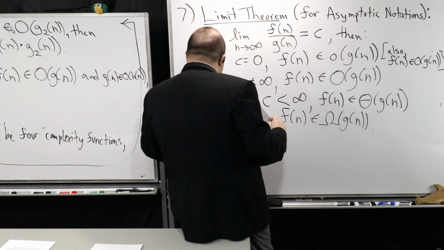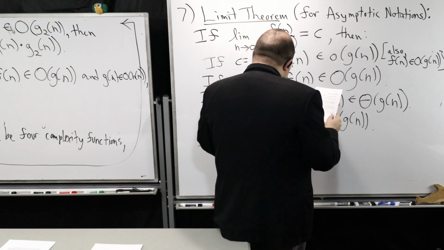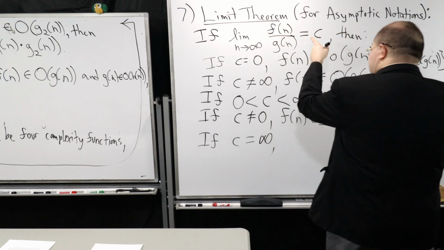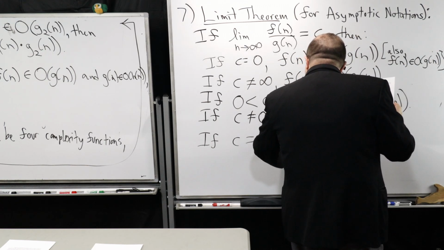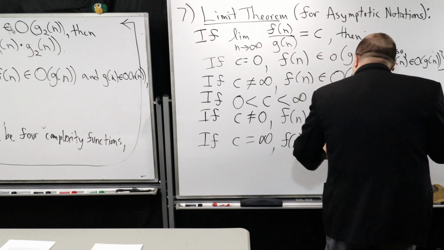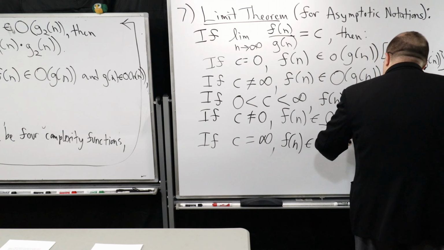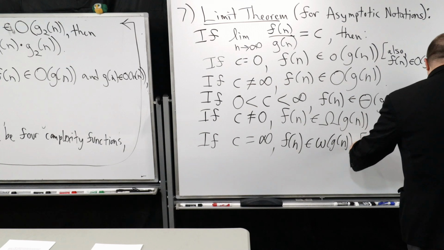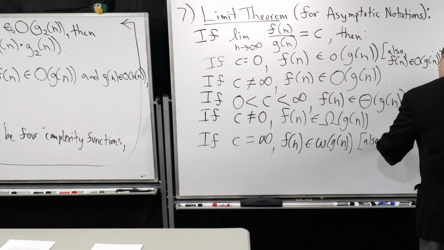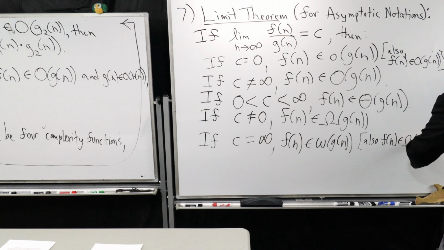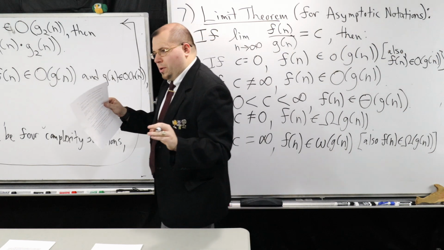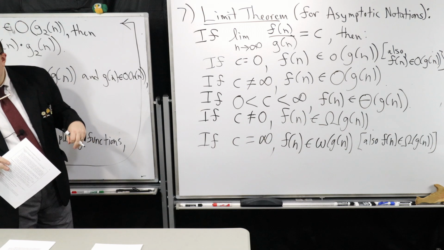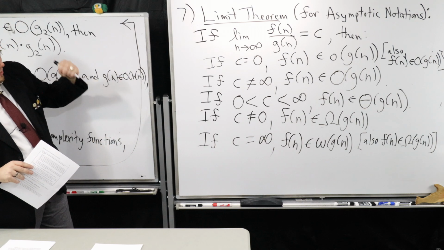However, if this limit is actually equal to infinity, then you could say that f is little omega of g. And by definition, of course, this simply means as well that f is big omega of g. Because remember, little o and little omega are just stricter versions of o and omega. But yeah, this is the limit theorem for asymptotic notations.